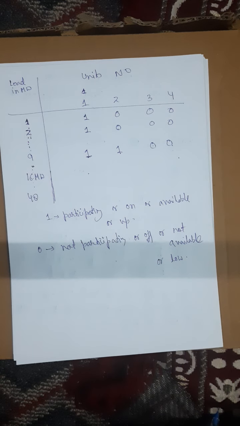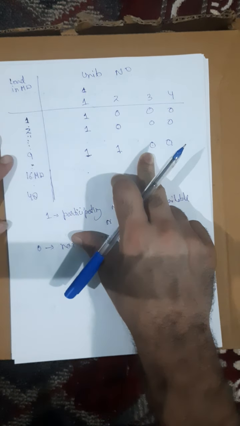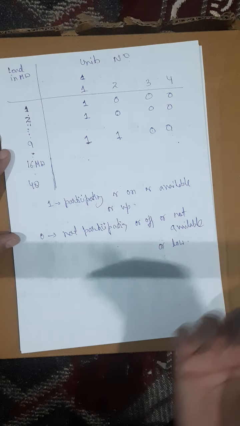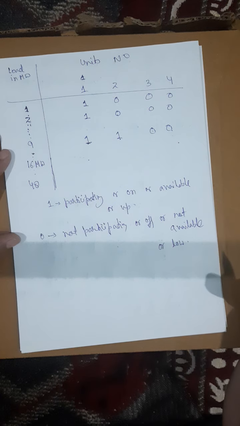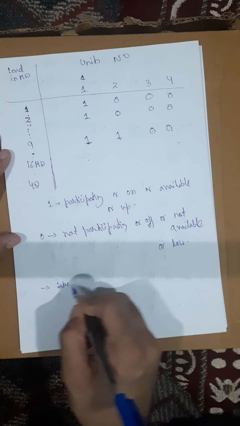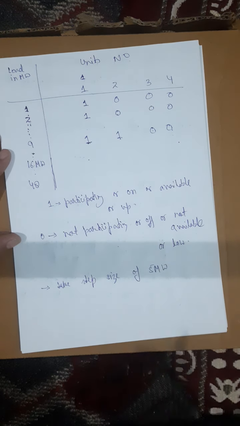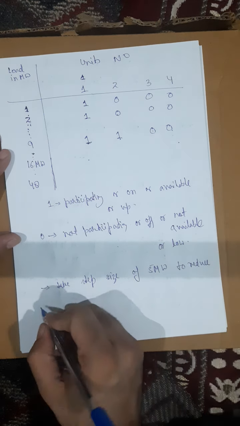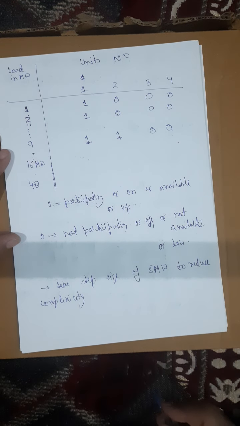So in order to reduce the complexity or size of this unit commitment table, instead of taking a 1 megawatt step size, we take a bigger step size. Suppose we take a step size of 5 megawatt to reduce the complexity of the system.